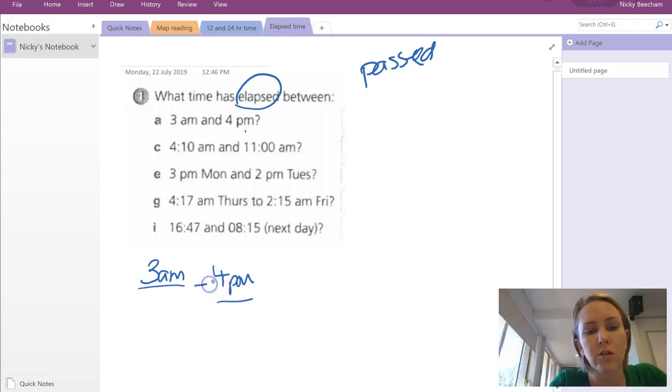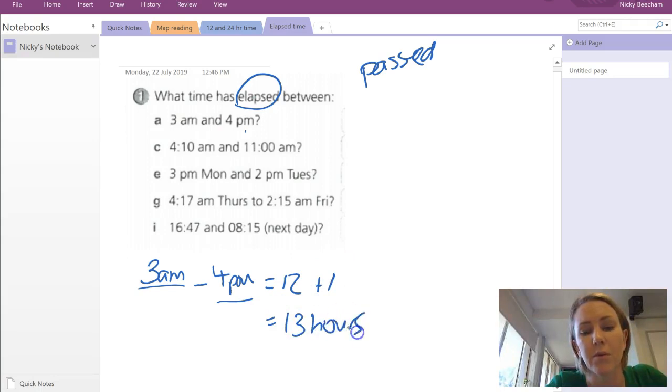And when you do that, 3 a.m. to 3 p.m. is 12 hours. 12 hours plus one more hour gets you to 4 p.m. So we've got 13 hours. And it is important to write in your answer hours, and then if there's minutes, of course you would write that too. Okay, so that's A.